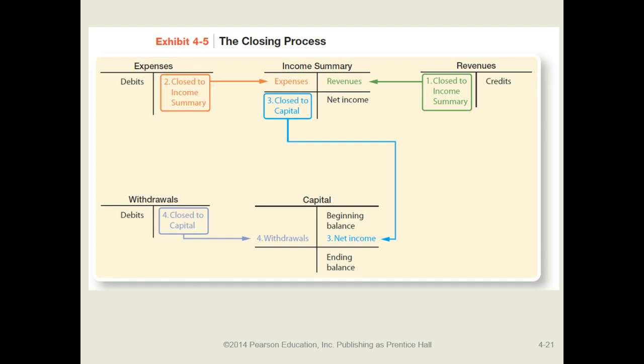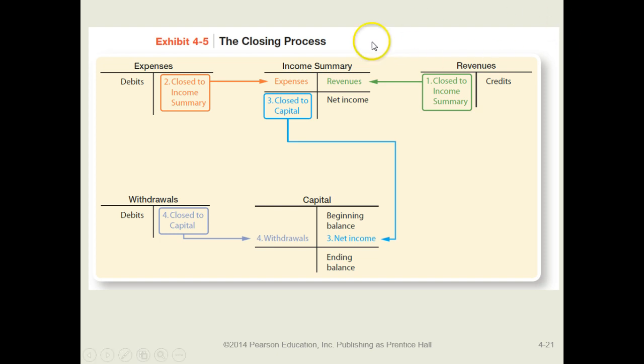This diagram is the key to the closing process. Basically, there are 4 steps. First, we zero out all of our revenue accounts by debiting them, and we credit this temporary account called the income summary. The income summary is an account that is only used to hold temporarily the revenues and expenses. At the end, it is zeroed out and the balance is transferred to capital.